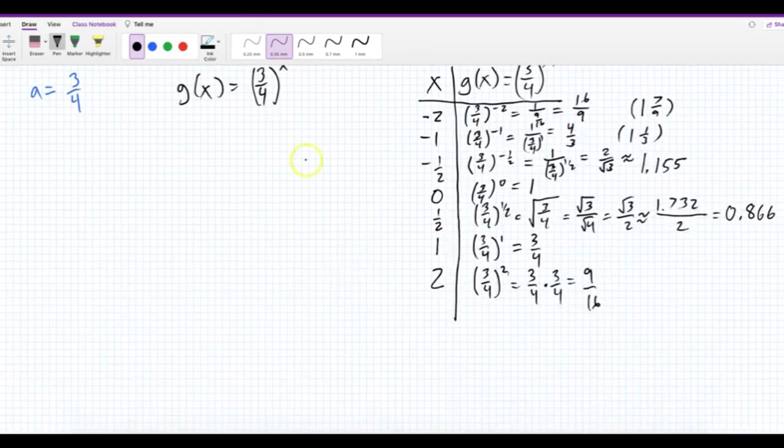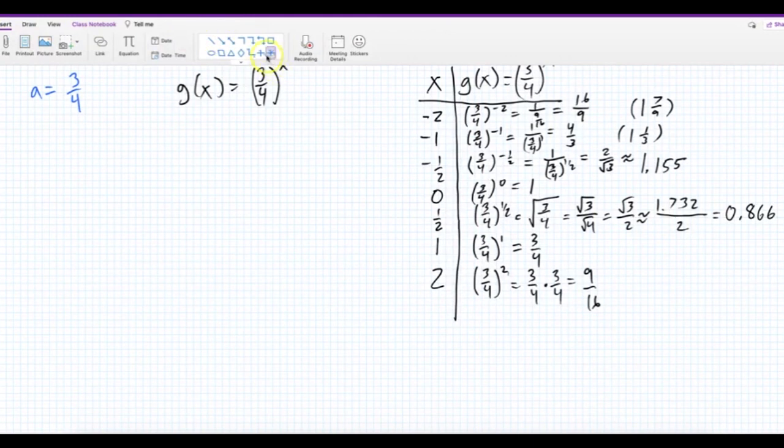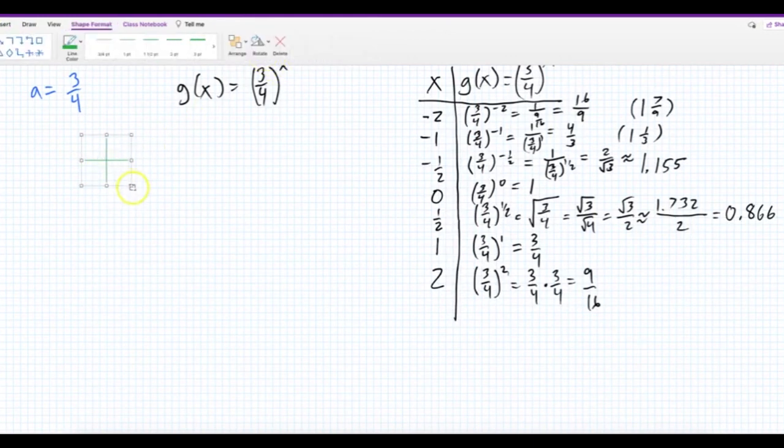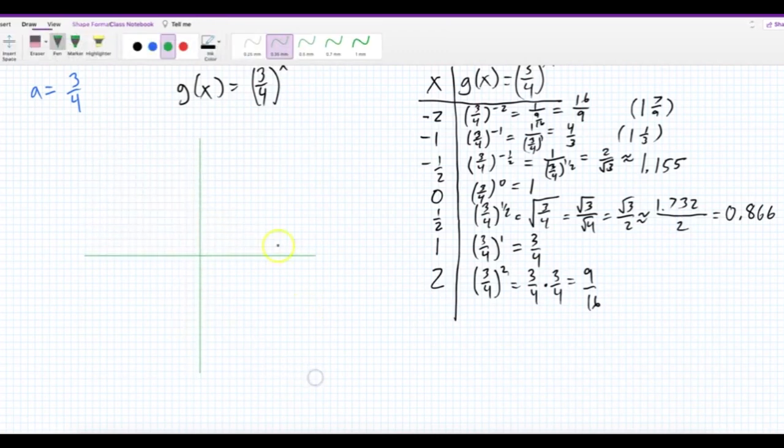Okay, so we're going to graph this. I am going to, again, give myself a pair of axes to work with. Okay, it's a little off, so let's move this just slightly. There we go. Okay, this time I don't need to fit nearly as much in.